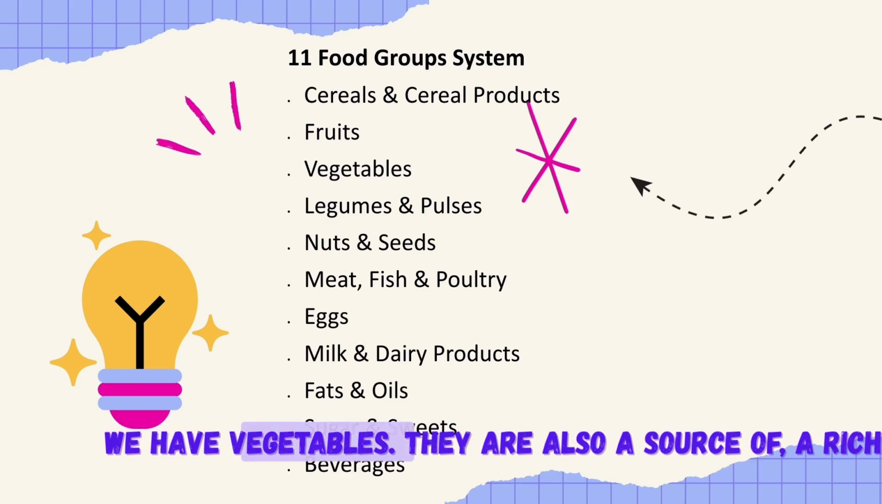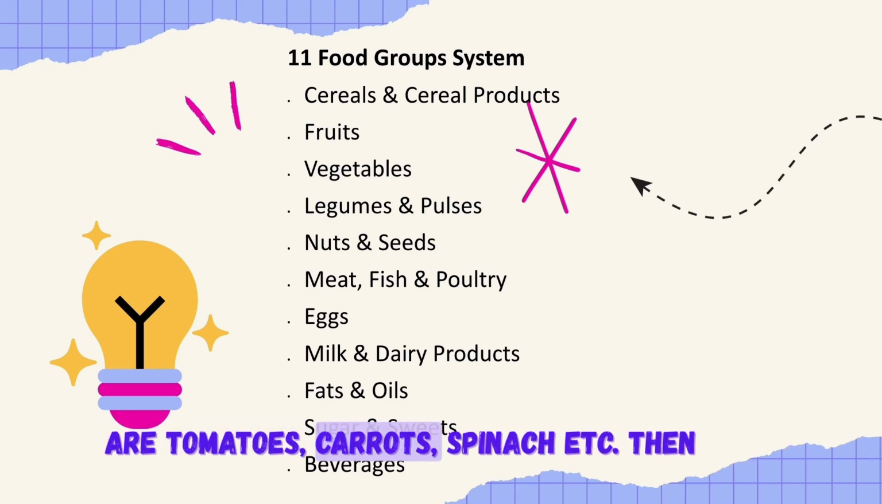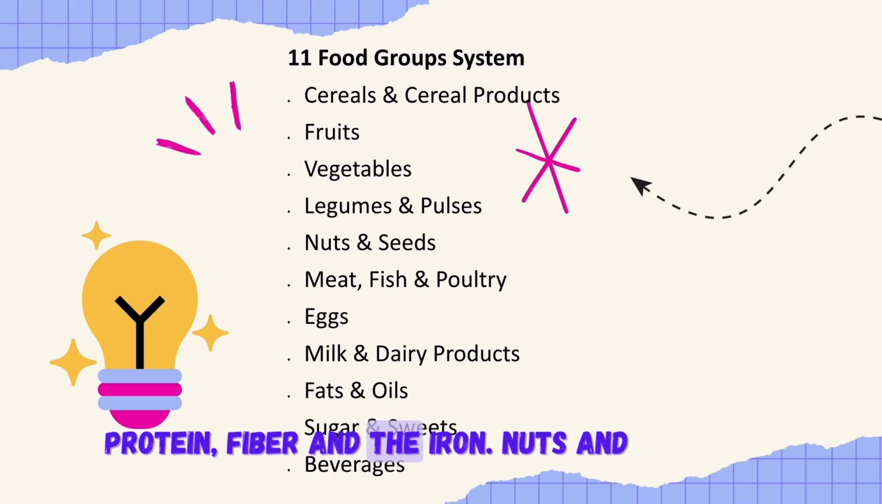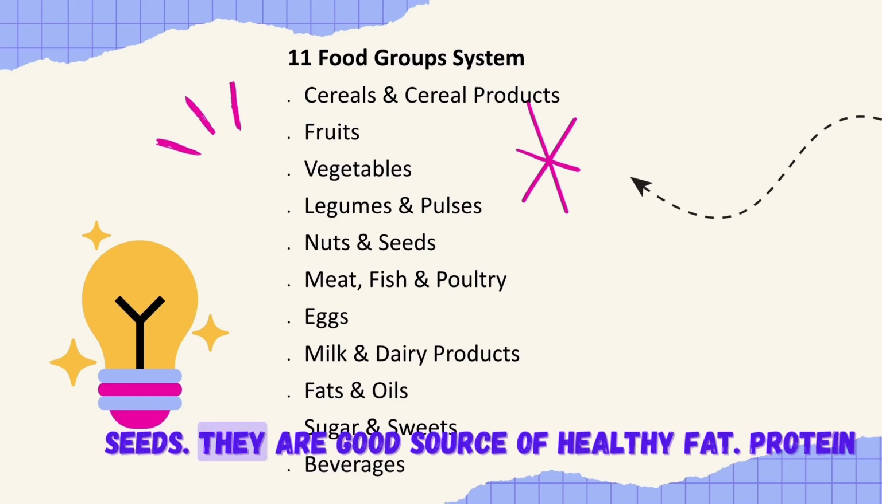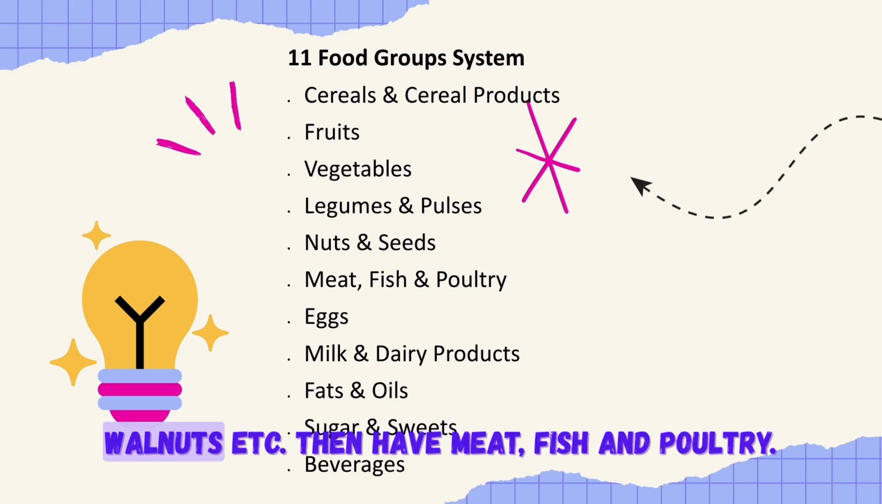Then we have vegetables. They are also a rich source of vitamins, minerals, and fiber. Examples are tomatoes, carrots, spinach, etc. Then for legumes and pulses, they are high in plant protein, fiber, and iron. Nuts and seeds, they are a good source of healthy fat, protein, and minerals. Sunflower seeds, almonds, walnuts, etc.